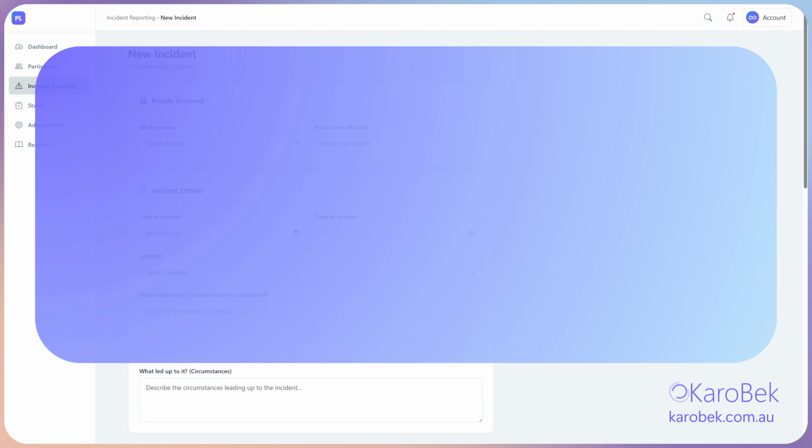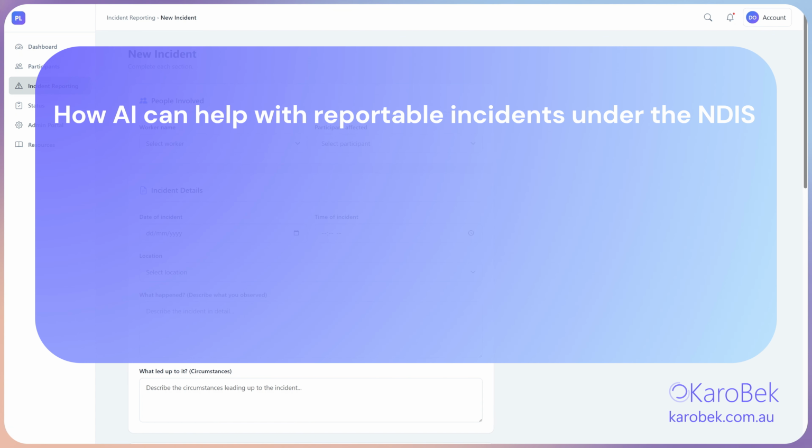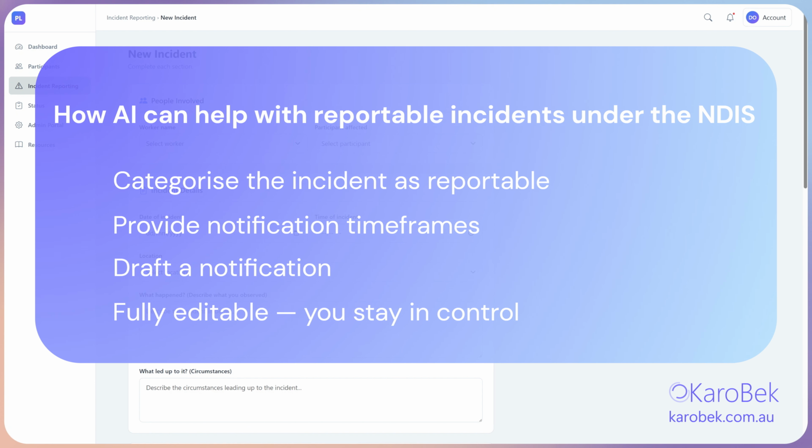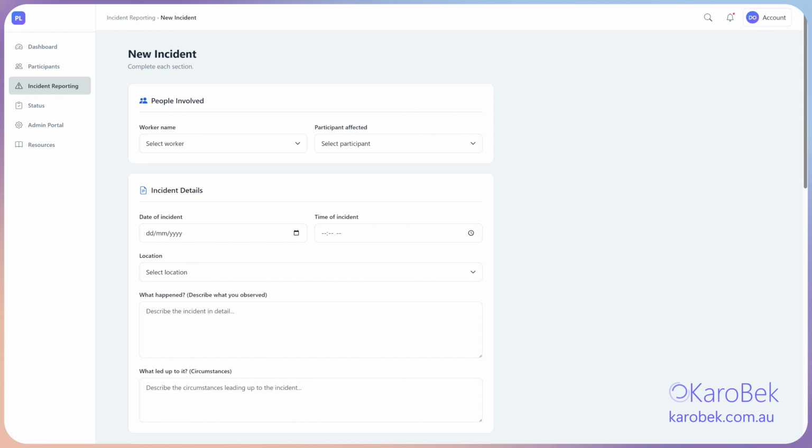If you're interested in how AI can be used to help with reportable incidents under the NDIS, then this video is for you. We go through a demo where we add an incident, show how AI can categorize it as reportable to the NDIS Commission, provide notification timeframes, and draft a notification, all while we maintain control to review and edit as we see fit.